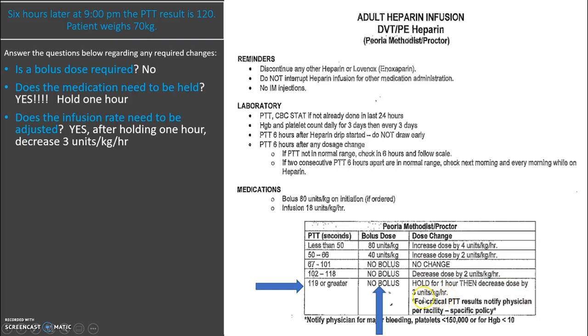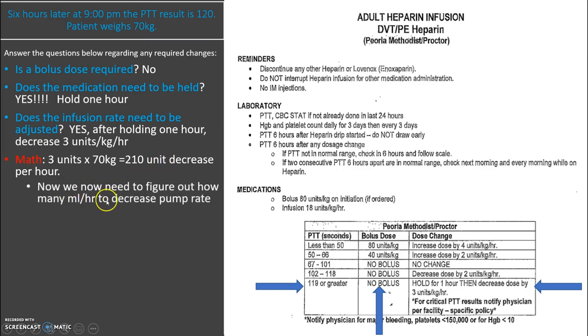And again, that's not 3 cc's per hour. We have got to factor in the kilograms. So after holding 1 hour, now we are at the point where we need to decrease by 3 units per kilogram per hour. So we're going to do the math on that. 3 units per 70 kilograms. We need to decrease our pump by 210 units per hour.